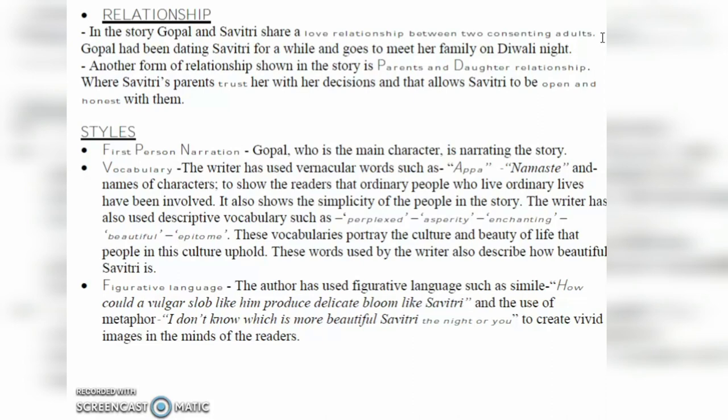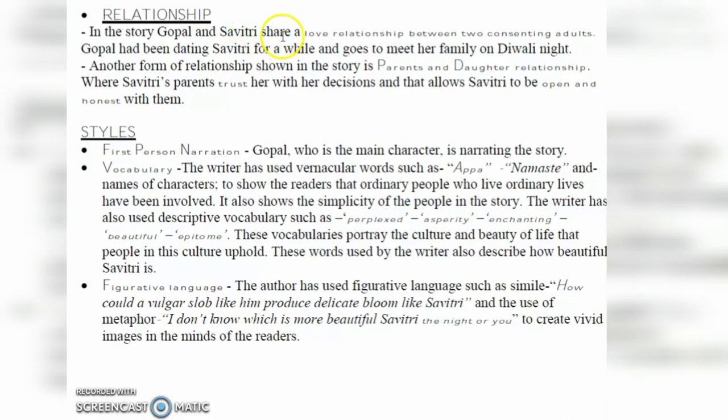Now, Gopal sees Savitri for a while and goes to meet her family on Diwali night. So once again, that shows that they have been steady, or they've been going out exclusively with each other, and they have decided to move on to the next step, which is meeting their parents. So maybe Savitri is going to meet Gopal's parents later. We can only imagine. That's the beauty of short stories or any type of literature. You can make your own assumptions. And so Gopal in our story meets Savitri's family.